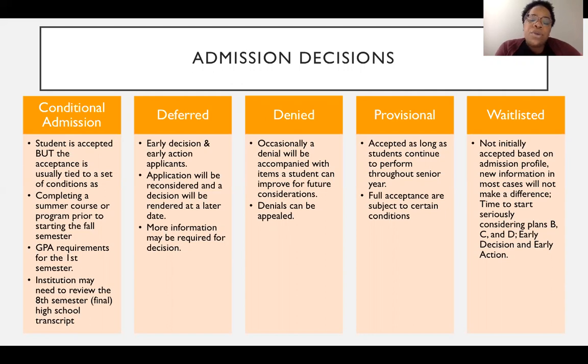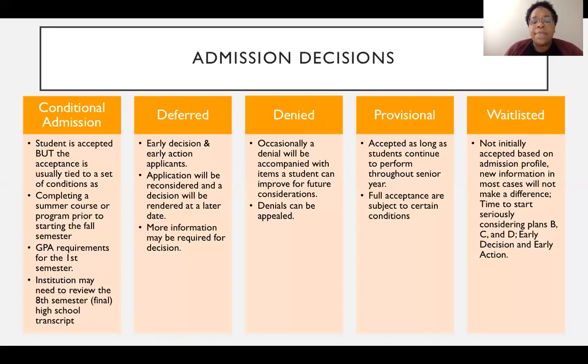Next up is provisional. So you're accepted as long as you continue to perform throughout your senior year. It's super important to be aware that just because you finish your college applications, that does not give you the ability to just go slack off. You should continue to maintain your grades and do well throughout your senior year until you graduate. And sometimes with provisional, full acceptance could be subject to certain conditions.